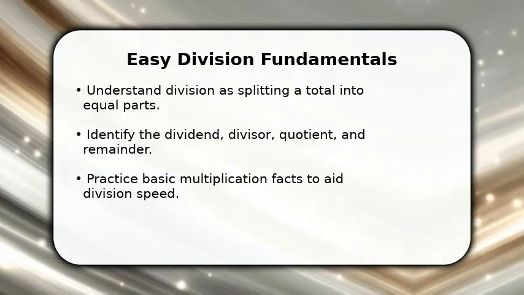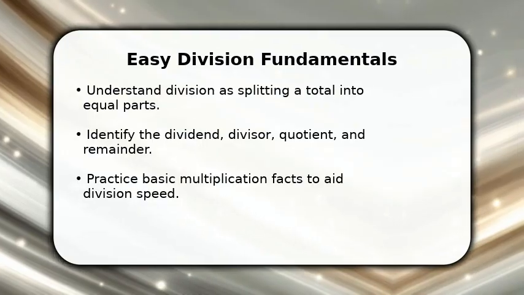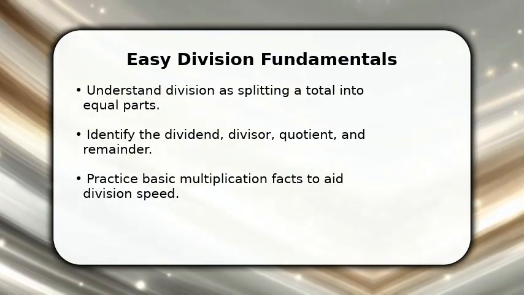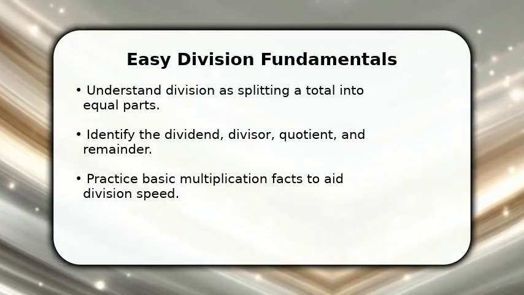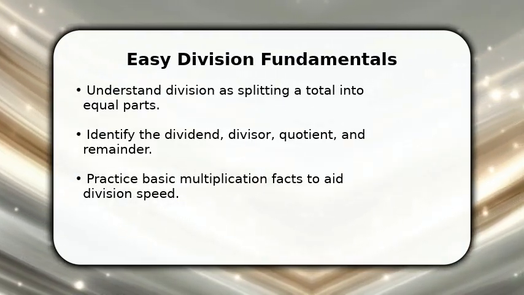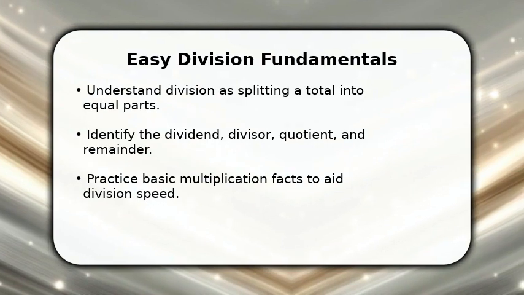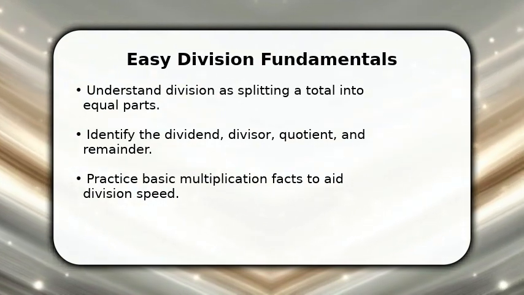Understanding the terms like dividend, divisor, quotient, and remainder is crucial. The dividend is the number being divided, the divisor is the number dividing it, and the quotient is the result. A solid grasp of your multiplication tables will make this process much smoother.